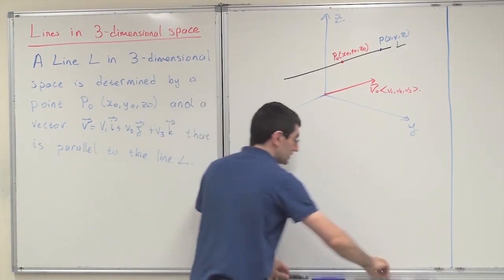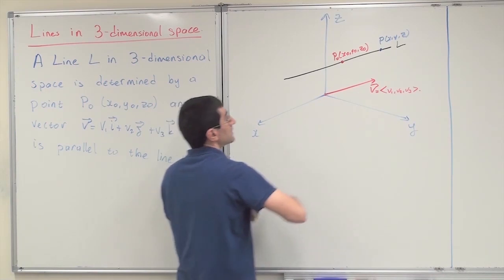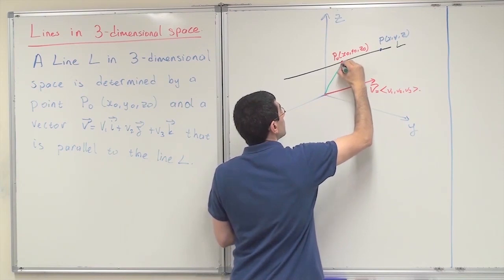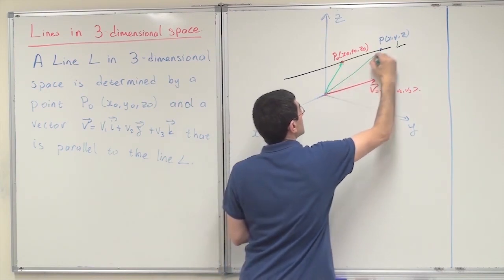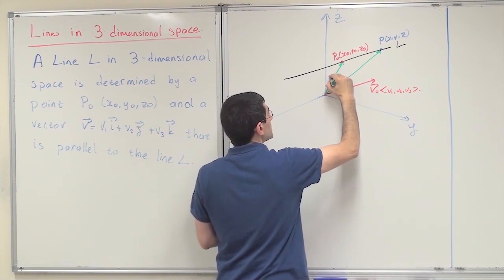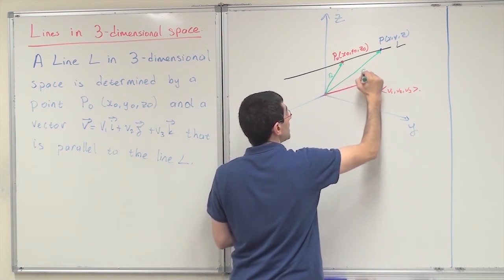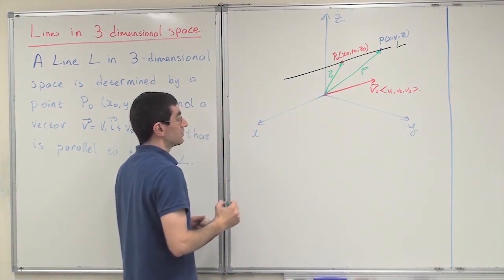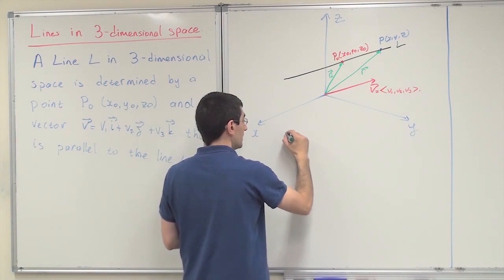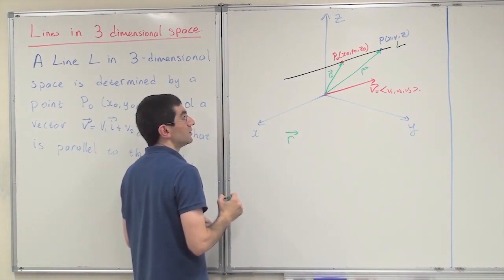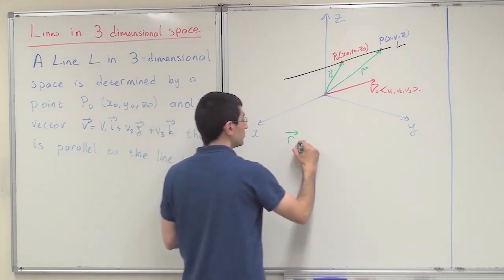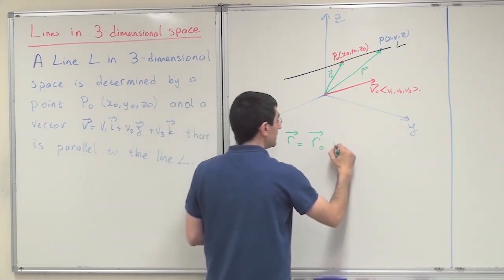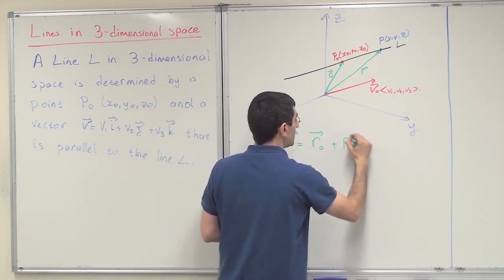So we are supposed to find equations satisfied by x, y, and z. So I first create these two vectors. I connect the origin to the points P naught and P. I call this vector R naught and this R. So from the picture, we observe the following. The vector R, using the parallelogram rule, is equal to the sum of the vectors R naught and the vector P naught P.